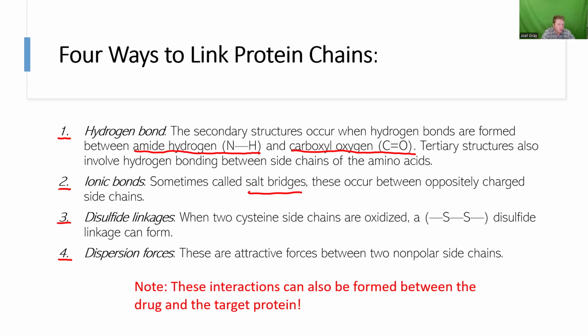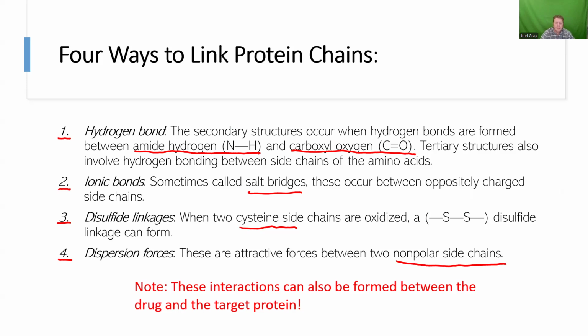You also have disulfide linkages when two cysteine residues are oxidized and form a disulfide linkage. And then dispersion forces, this is when two nonpolar side chains interact with one another. And we're going to get into examples of all of these in just a little bit. And then we're going to work through looking at those different examples.